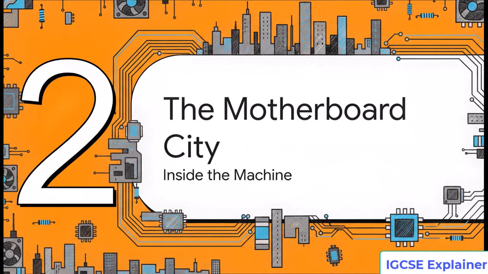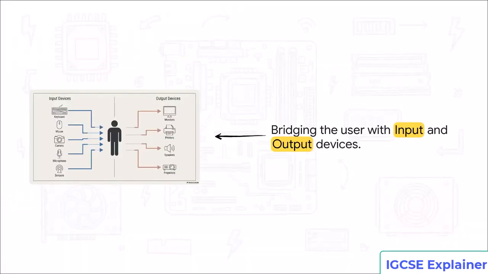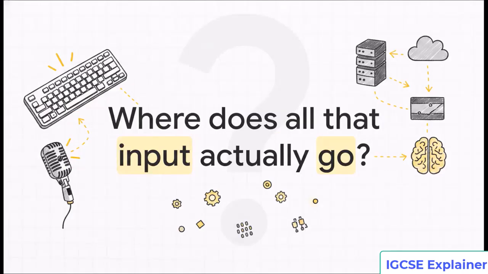Moving right along to Section 2, inside the motherboard city. Let's move out of the theory and step inside the physical machine. Now, before we zoom all the way into the internal hardware, we have to bridge the human user to the machine. External hardware splits cleanly into two categories: input devices, like your keyboard, that push our commands into the system, and output devices, like your monitor, that push the processed data back out to us. But here's the thing. You type a key or speak into a microphone, and that input is captured. But where does it actually go once it leaves your fingertips or your vocal cords?